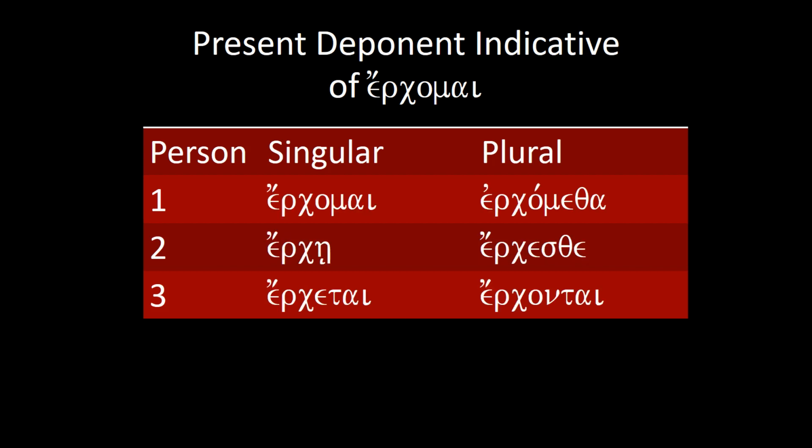Now this verb erchomai, you could add a lot of prepositional prefixes to it. You could go in, you could eis erchomai, you could go out, you could ex erchomai, you could go up, you could go down. Be familiar with this verb just because it's so common, and when it's a compound verb, a verb with a prepositional prefix, it's also so common.